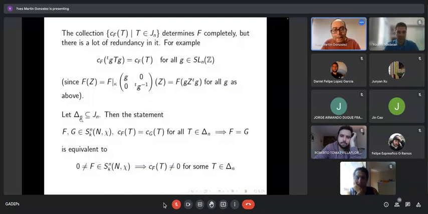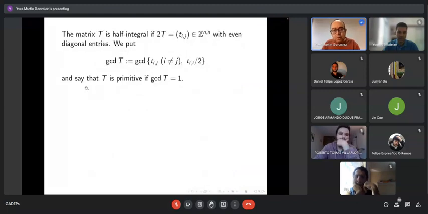That a matrix T is half integral means that if you take twice the matrix, you multiply the matrix by 2, then all the coefficients, all the entries in the matrix are integral, are integers. And also the diagonal, the main diagonal, only has even entries.